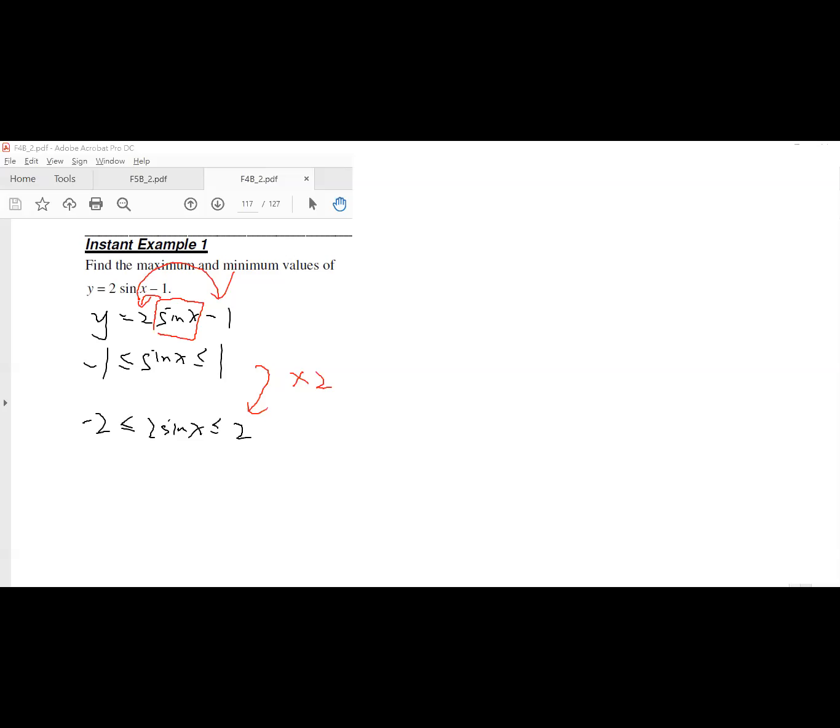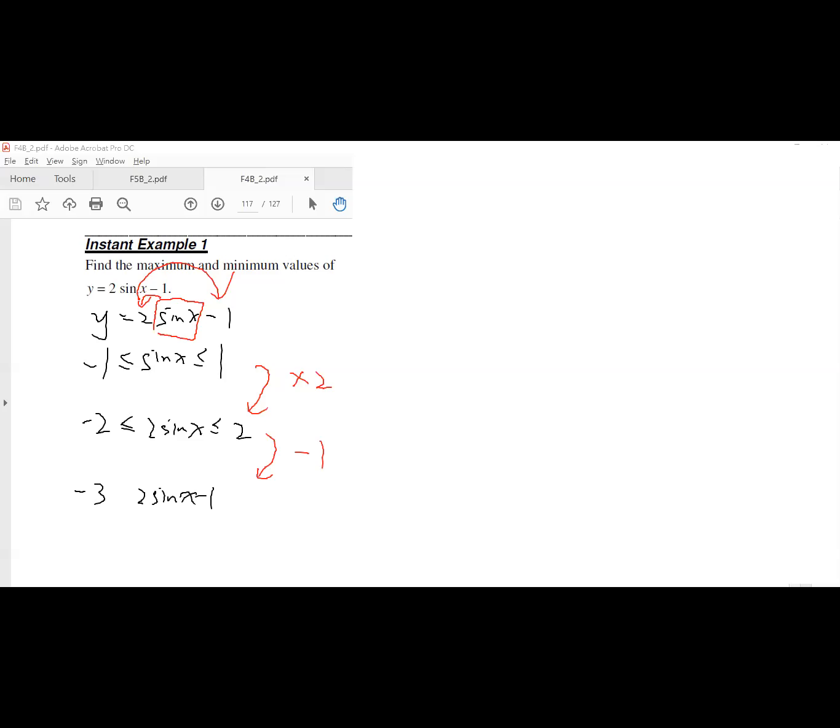Okay? And then, so we have 2 sine x now. And for the next step, we need to subtract 1 from the 2 sine x. So for the next step we need to do is to minus 1 from every part in the inequality. So -2 minus 1 is -3. And then 2 sine x minus 1, just write down the format. And then for the right hand side, it is 2 minus 1.